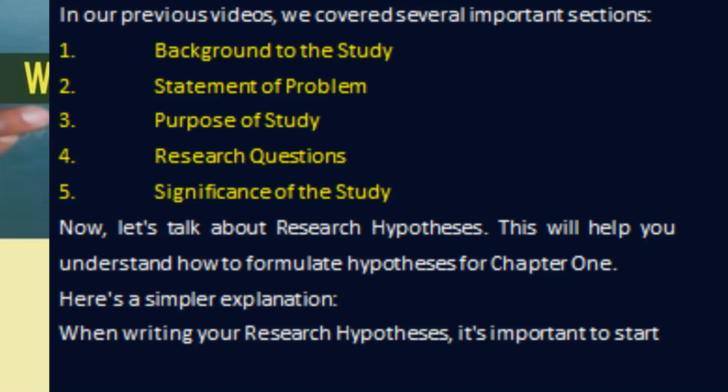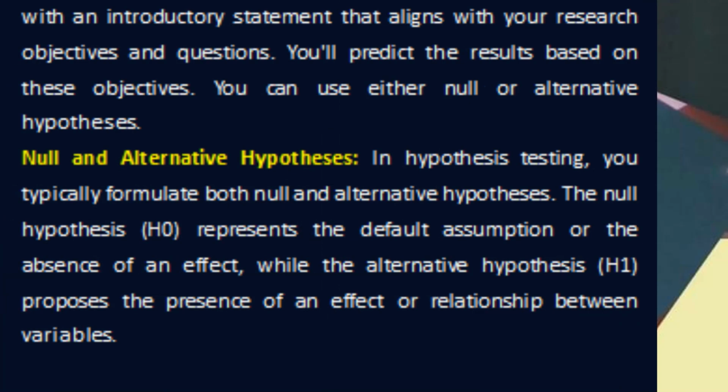Now, let's talk about research hypotheses. This will help you understand how to formulate hypotheses for Chapter 1. Here's a simpler explanation. When writing your research hypotheses, it's important to start with an introductory statement that aligns with your research objectives and questions. You'll predict the results based on these objectives. You can use either null or alternative hypotheses.